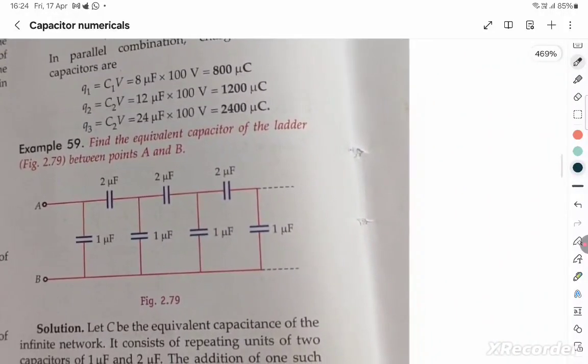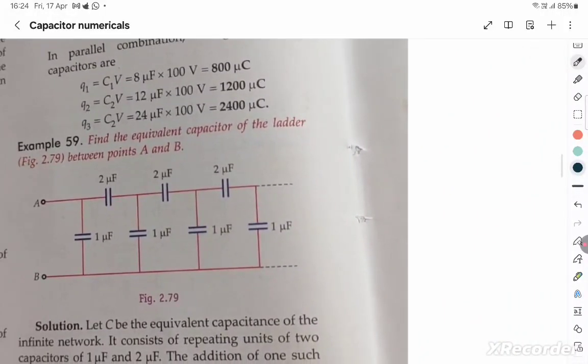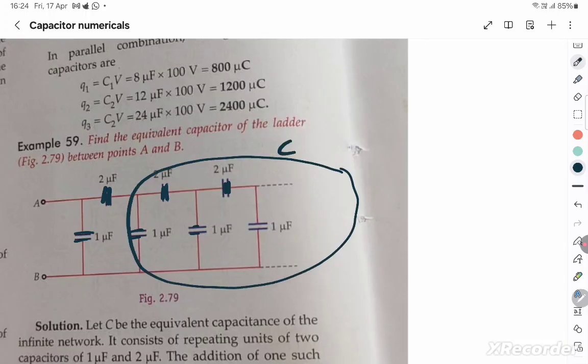Let's go to next. This is infinite capacitance. It's like a ladder sum. The ladder keeps on going. It's a 1 microfarad and a 2 microfarad, 1 microfarad, 2 microfarad, repeating. You take it till infinity and take this as C. The equivalent of the entire capacitance is also C, even though you left this 1 microfarad and 2 microfarad. The rest of it is also C. So C is in series with this 2, so 2 into C by 2 plus C is the equivalent, and that's going to be in parallel with this 1. Plus 1 is equal to equivalent capacitance C.